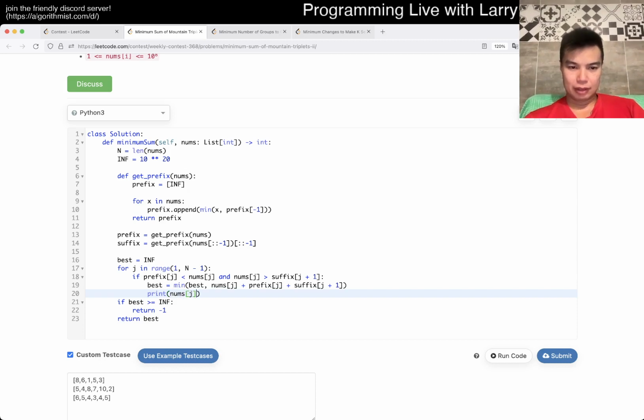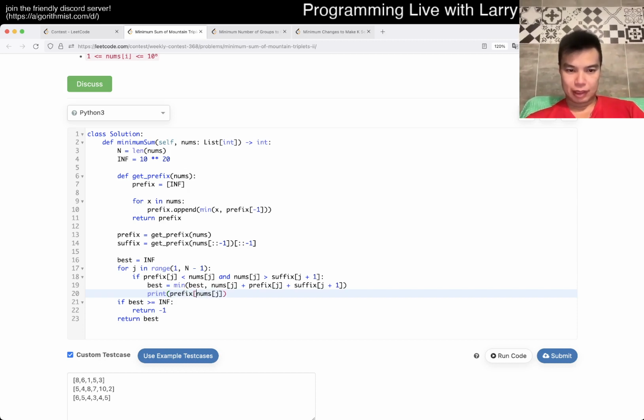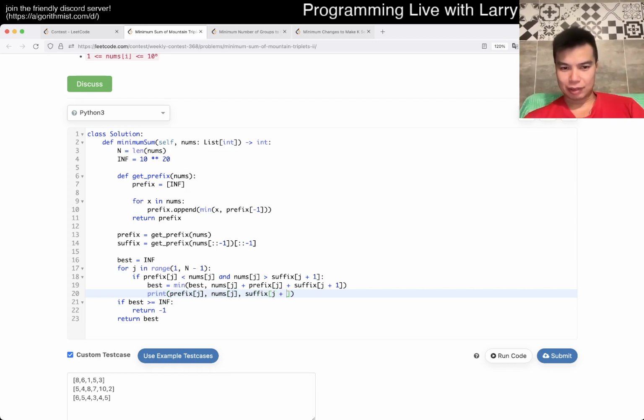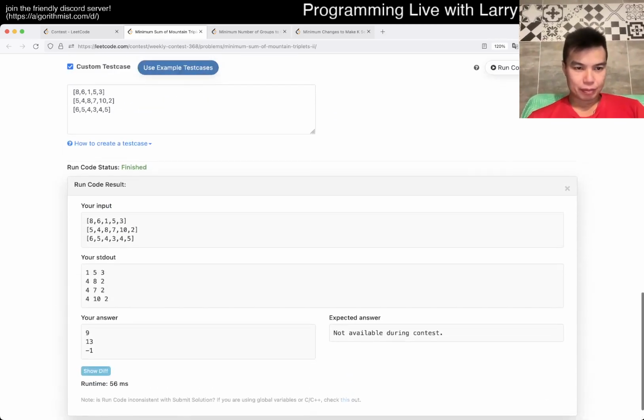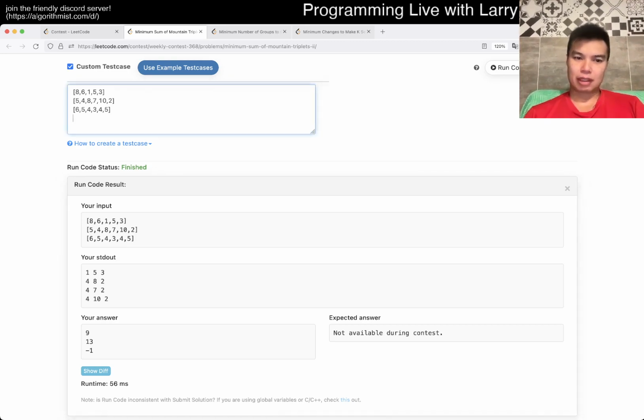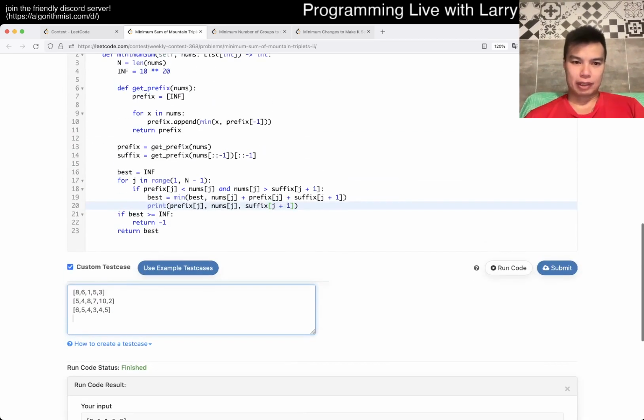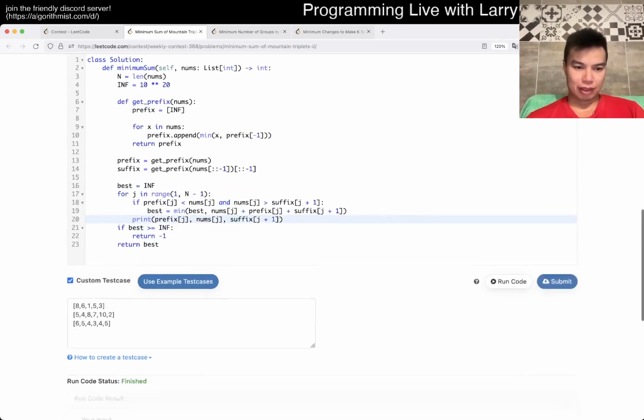Nums of j, prefix of j. I feel like I've gotten the wrong answer on a lot of these, just on the off by 1 indexes. So 8 is 4 and 2, okay. 7 is 4 and 2, 10 is 4 and 2, okay. So I think that's okay because it doesn't include itself. This is and then 5. Let me do some. What would I want to write? I want to write more than this. Okay, I think that should be good.